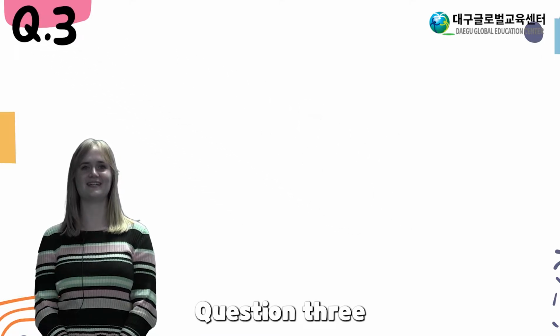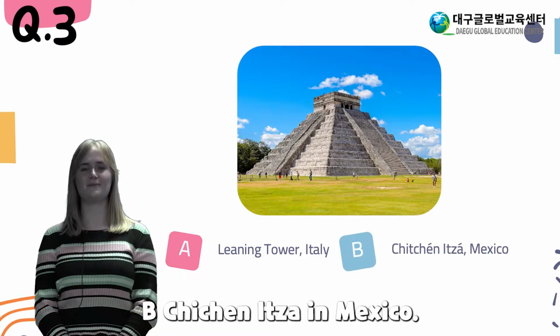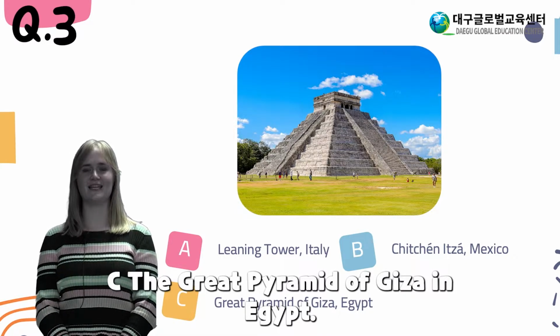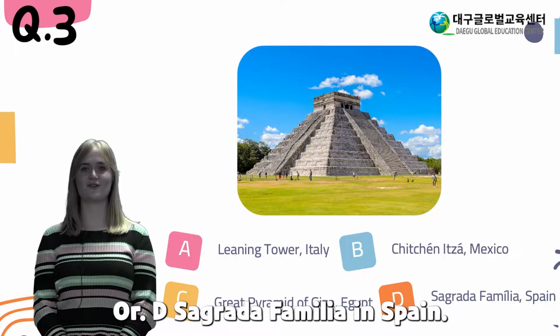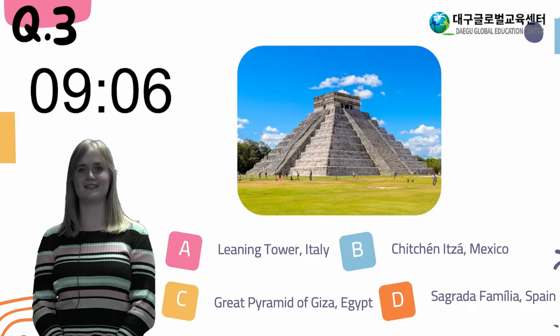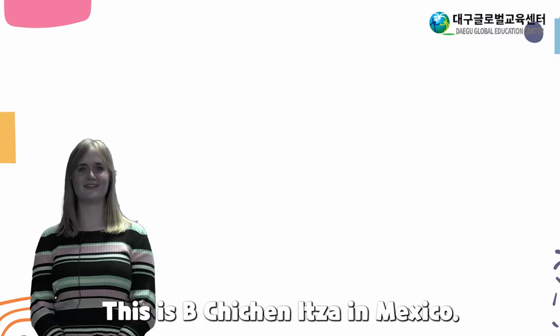Question 3. Is this A. the Leaning Tower in Italy, B. Chichen Itza in Mexico, C. the Great Pyramid of Giza in Egypt, or D. Sagrada Familia in Spain? This is B. Chichen Itza in Mexico.